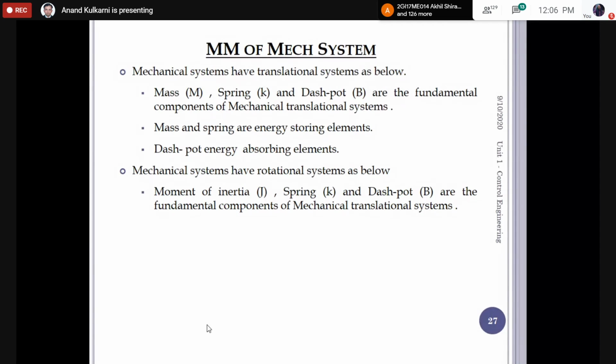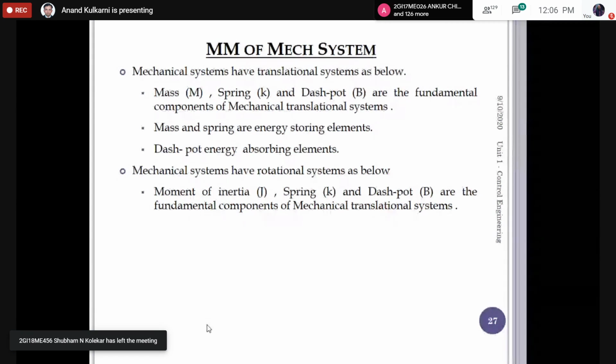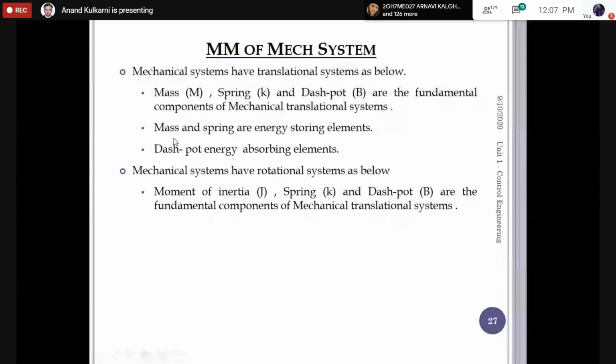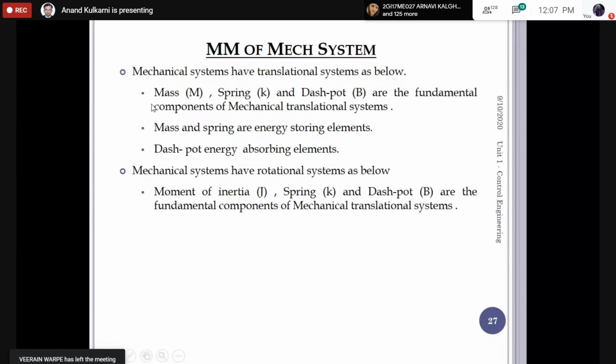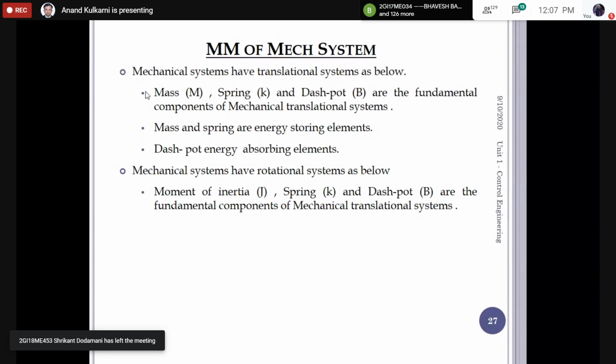So basically here, in the mechanical translatory system, translatory means vibrating system, not rotational system. So the mechanical translatory system building blocks are what you are going to study. In the mechanical translatory system, that is the vibratory system, you have basically three components. In general, for all systems, whether mechanical, electrical, hydraulic, pneumatic, or electronic, there are commonly three types of building blocks. Maximum there are three types of building blocks only.